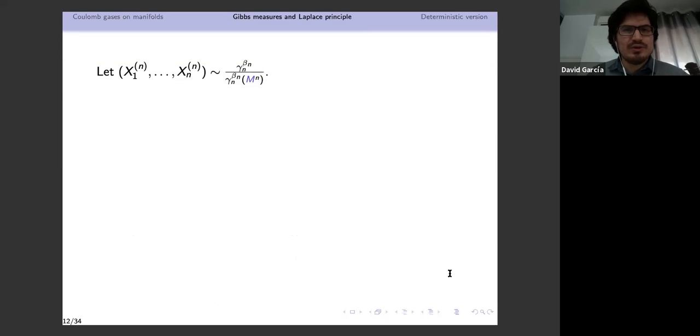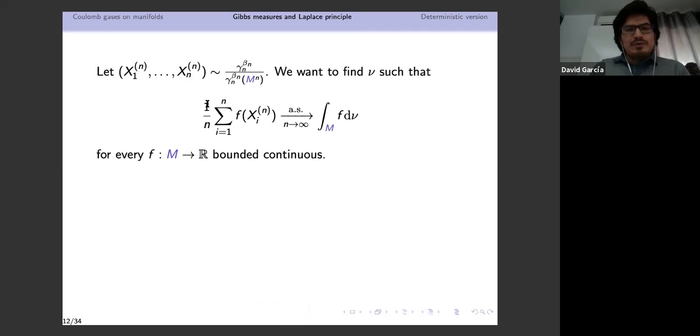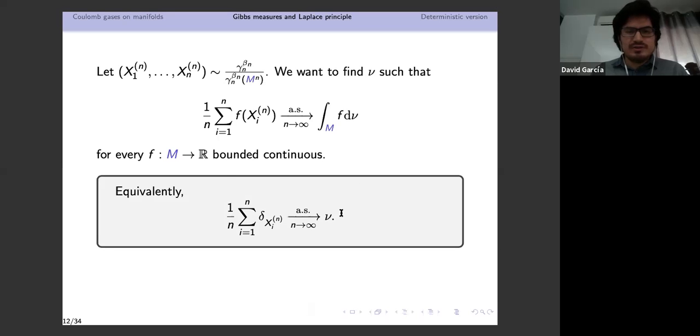So what would we like to say about this? For instance, using the results from before, we would like to know what happens to n points that are distributed according to the normalized Gibbs measure. We want to know what happens to the empirical mean. So find some probability measure nu such that this is true. Or, given that we have already defined the topology, we can just see it in this way. We take 1/n times the sum of the Dirac delta at xi, and we want to know if this goes to nu almost surely.